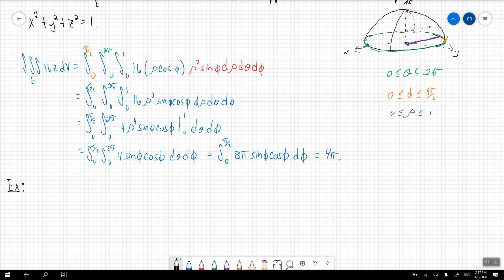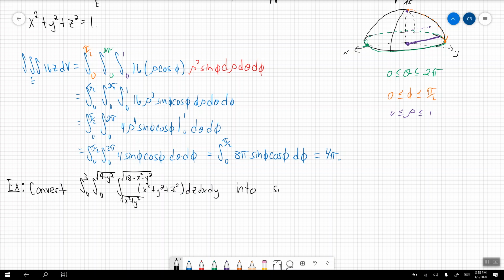All right, so the next piece of information that we're going to be working with is that we want to convert this integral from 0 to 3, then from 0 to the square root of 9 minus y squared, and then the integral from square root of x squared plus y squared to the square root of 18 minus x squared minus y squared, of x squared plus y squared plus z squared, dz, dx, dy.